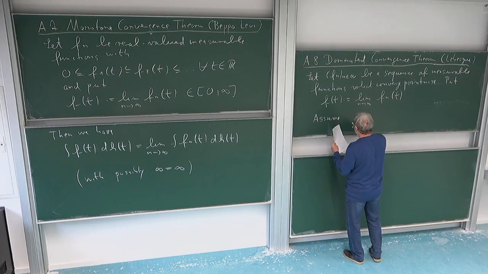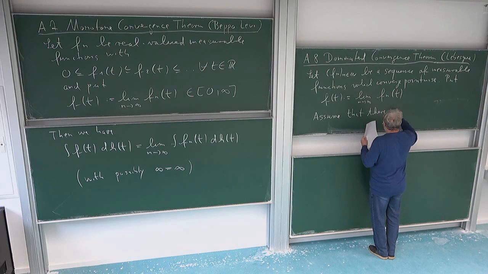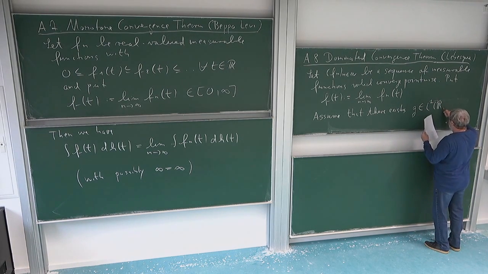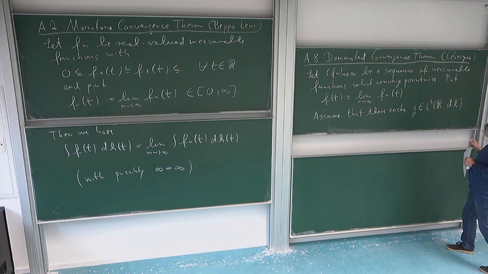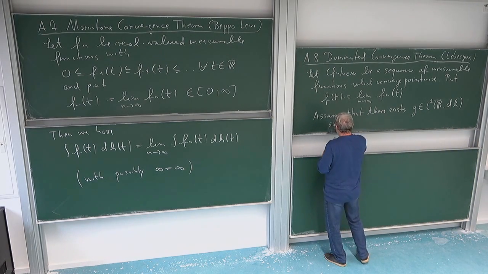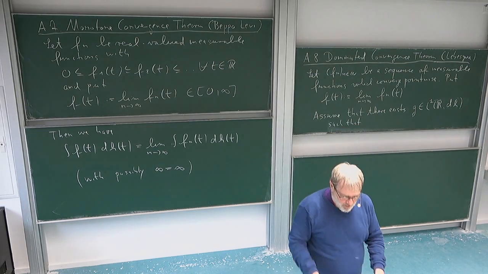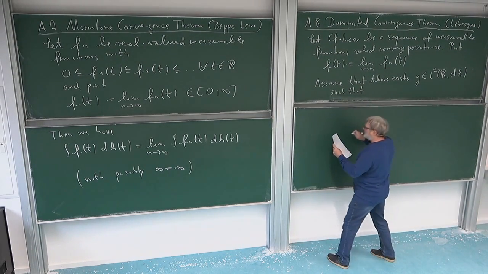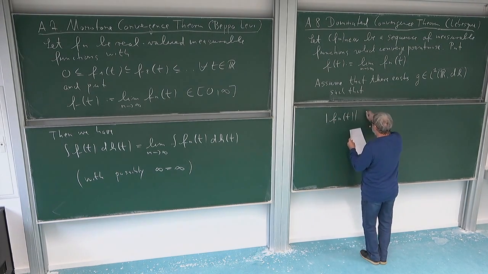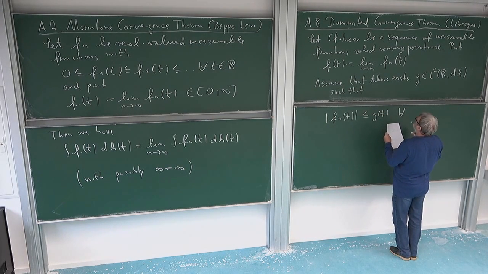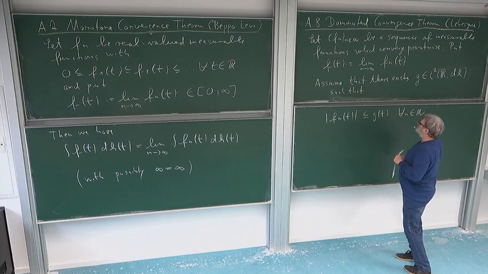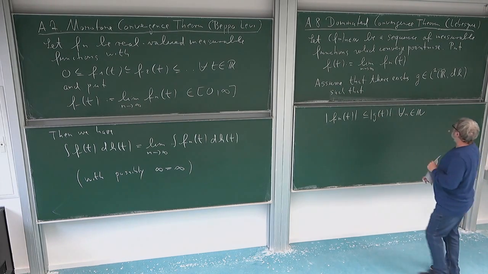Okay, so we assume that there exists a function g. This should be in L1 of R with respect to our measure or distribution function. So this is an integrable function, and this dominates them all. So such that g dominates all the fn's, and then of course it also dominates the limit. So our assumption here, that's a crucial assumption, the absolute value of fn of t is less than g of t for all n in N. Okay, and of course here I assume that g is a positive function. Of course I could also put the absolute value here. Maybe I should do this. Let me do it like this.